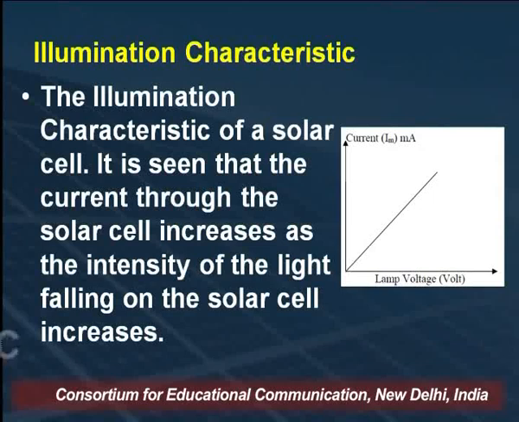Now, as we discussed earlier, there are many aims of this experiment. One by one we will discuss. First is to determine the illumination characteristics. What are the illumination characteristics of a solar cell? It is seen that the current through the solar cell increases as the intensity of the light falling on the solar cell increases, as shown in the graph of current versus intensity, lamp voltage. So as intensity increases, current increases.